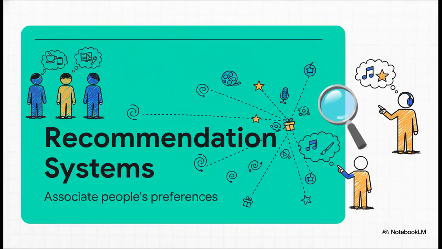So how does it work? Well, the idea is actually pretty simple, but it's also kind of brilliant. It just associates people's preferences. See, it's not just about what you like, it's about finding other people out there who have tastes similar to yours, and then showing you what they like that you haven't discovered yet.